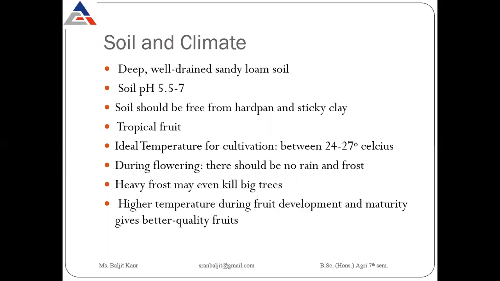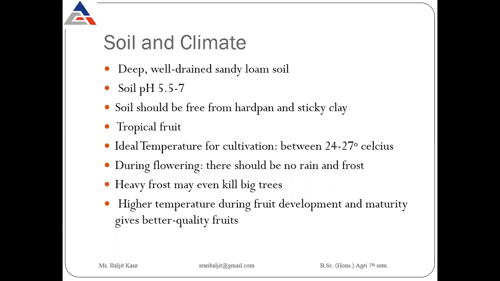Next is soil and climate. If we talk about soil, mango can be sown in different types of soils, but well drained sandy loam soils and deep soils are regarded as best for its cultivation, and mango requires slightly acidic soils. The pH of soil preferred by mango trees is 5.5 to 7, right? So slightly acidic soils are preferred for mango cultivation.